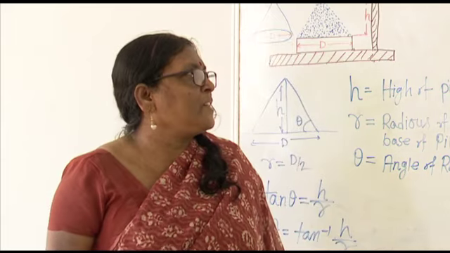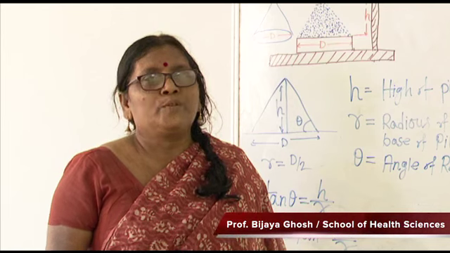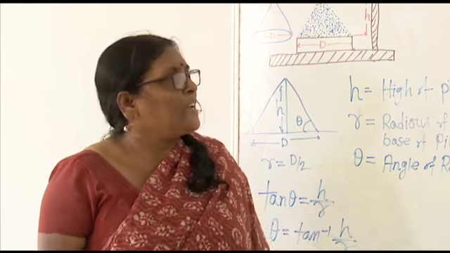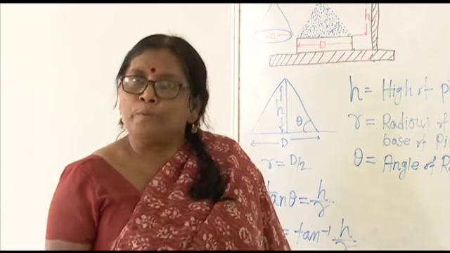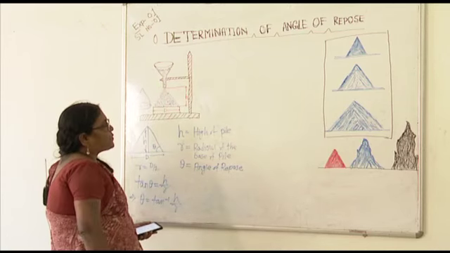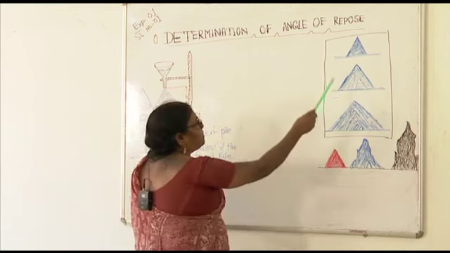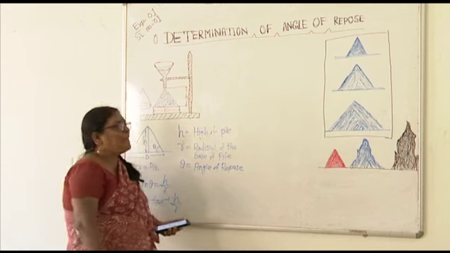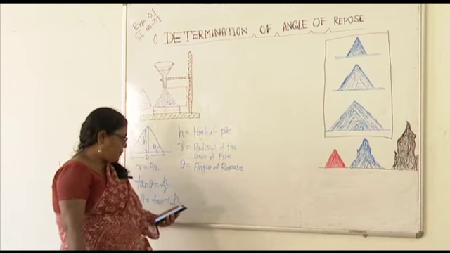Today is the very first class of the physical pharmaceutics practical. So we will start with a very simple experiment. The name of the experiment is determination of angle of repose. On the board you are seeing some diagrams. Actually, to save time, I have pre-drawn it. But before we go to the topic, let's go to some of our observations.